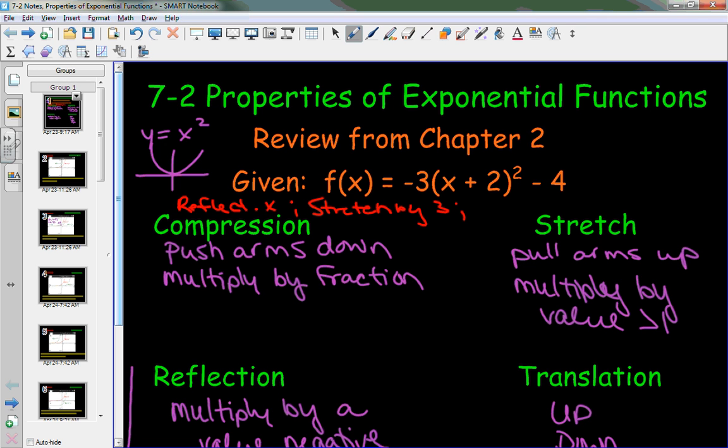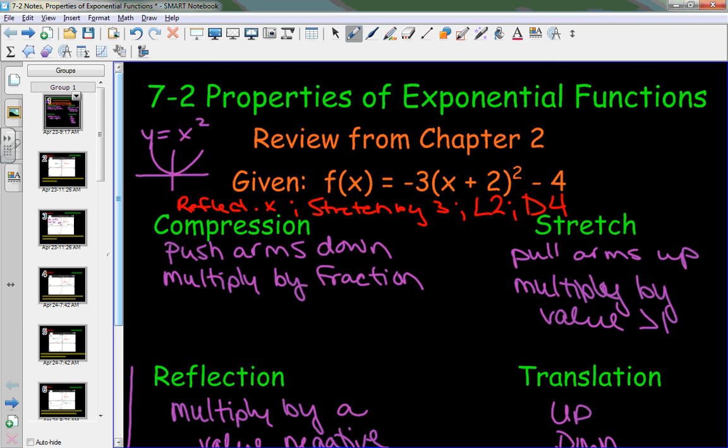What does the 2 do? It's a translation, but what does it do? Up, down, left, right. Opposite of what you think. You think it would go right, so it's going to go the opposite. It's going to go left 2 units. And then what is the last one, the minus 4? It's going to go down 4. Okay, now that's all review from what you have learned in chapter 2.